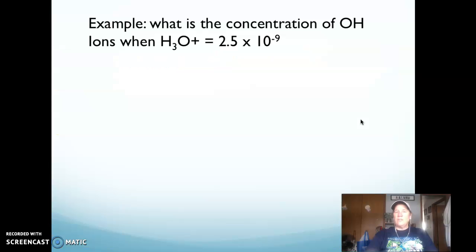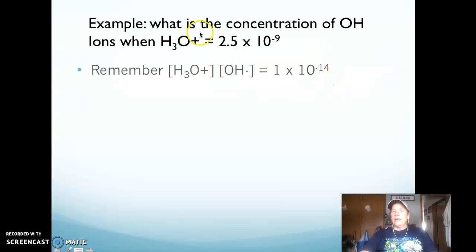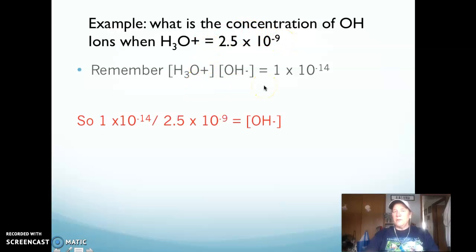And again, all you have to do is this. Here's an example. We want to know what the hydroxide concentration is if the H3O is 2.5 times 10 to the negative 9th. All you have to do is remember the two of them equal that, so you just divide. I take 1 times 10 to the negative 14th divided by what I know, the H3O, and that gives me the OH. Now remember, it's 1 divided by 2.5, not 2.5 divided by 1. When you take 1 divided by 2.5, you get 0.4.